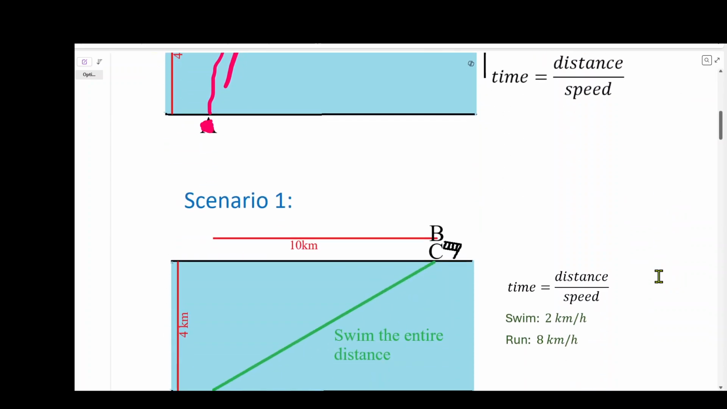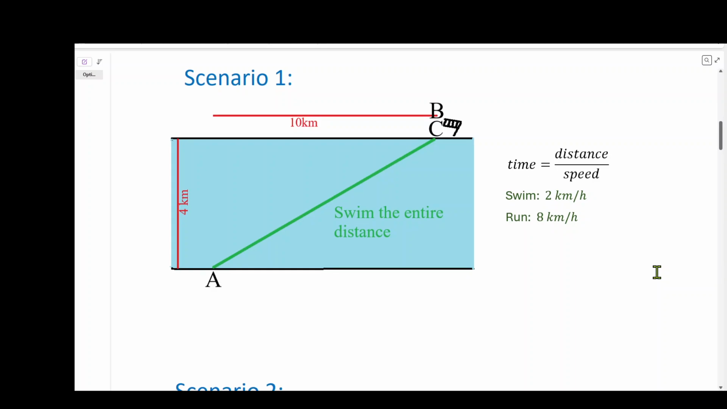So now let's look at possible scenarios. So one scenario is that this person doesn't bother running at all. Maybe all they do is get into the lake here at point A and just swim directly to the finish line. So that's a possibility that we basically put point B at the same place as point C. So we tell this person, you know what, swim the whole way. So let's look at some numbers involved in this. Well, if this person's going to swim the whole way, we know that they're going to be traveling at 2 kilometers per hour the entire way because they're not running at all.